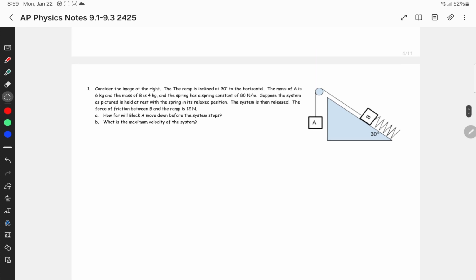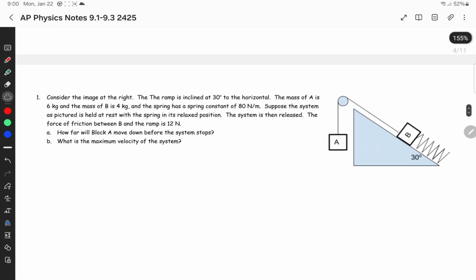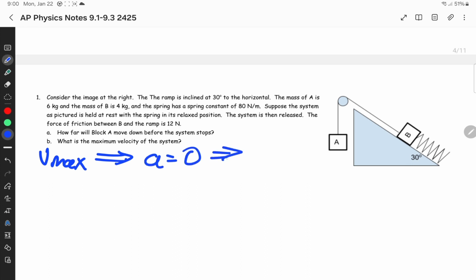All right, maximum velocity of the system. So this is a super common type of problem. Our maximum velocity occurs when the derivative of velocity is 0, i.e. the acceleration is 0, which means our net force is 0. So let's think about what forces are acting on the system.